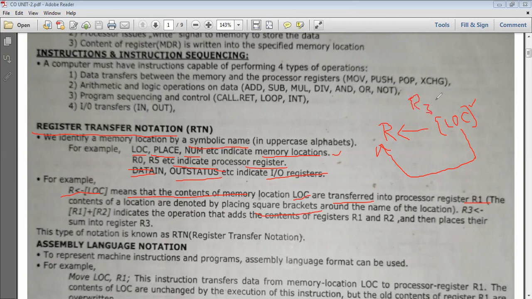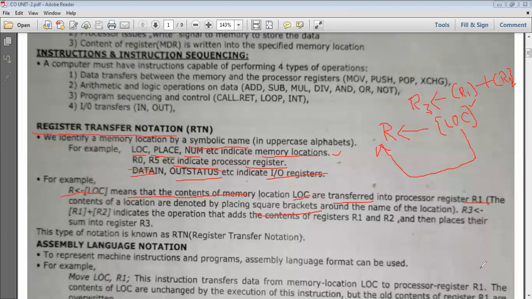R3 arrow R1 plus R2. What is the meaning here? The contents in the R1 register and the contents in the R2 register are added, and the result is stored in the R3 register.